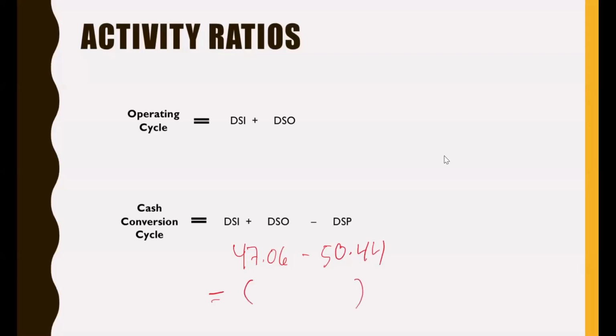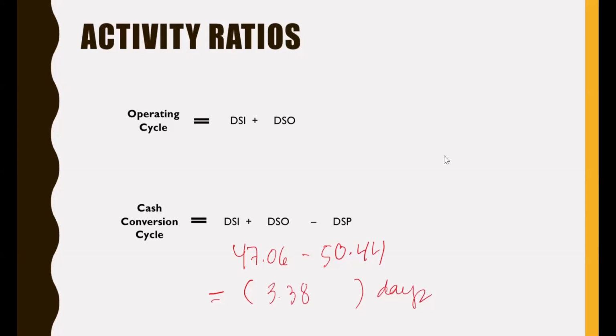Ito negative. So, ilan yan? 47.06 less 50.44. Okay, so we have negative 3.38 days. Nagkataon na negative. Ano ibig sabihin yan? How do we interpret this information?